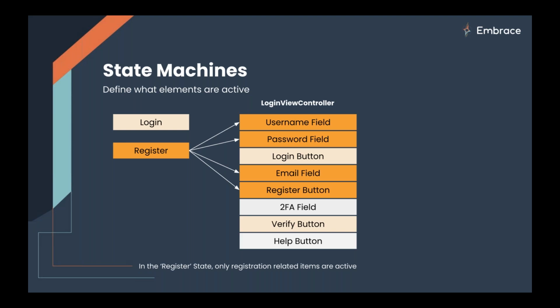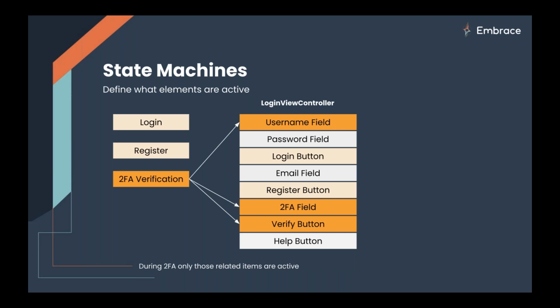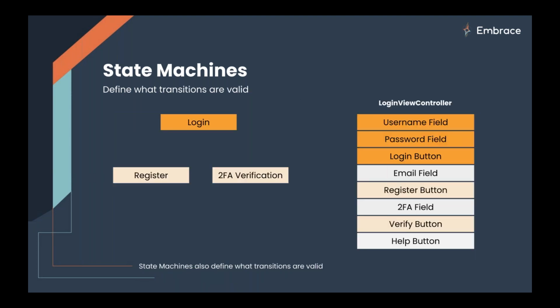When we're in the register state, we only think about these fields. In two-factor, these fields. So you can see how the state machine has already simplified what you need to think about for a given state of your app. But it can do even more for you.